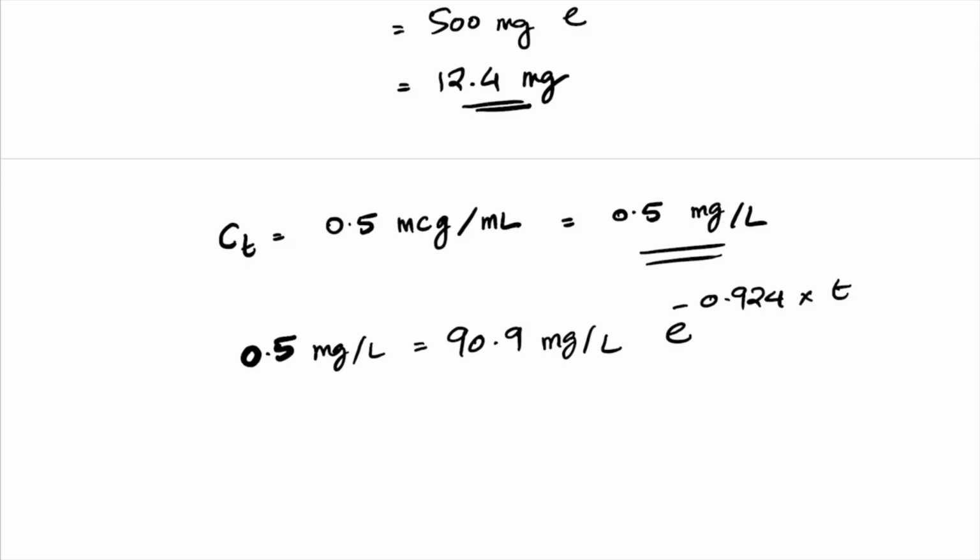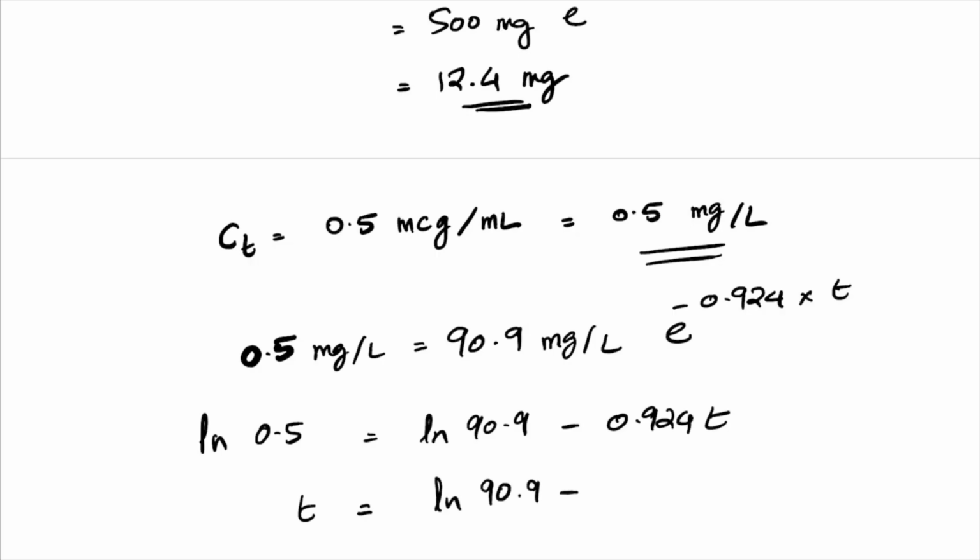You can also write this in the linear form. Natural log of 0.5 is equal to natural log of 90.9 minus 0.924 t. So now if you solve for t, t is going to be equal to natural log of 90.9 minus natural log of 0.5, the whole thing divided by 0.924.